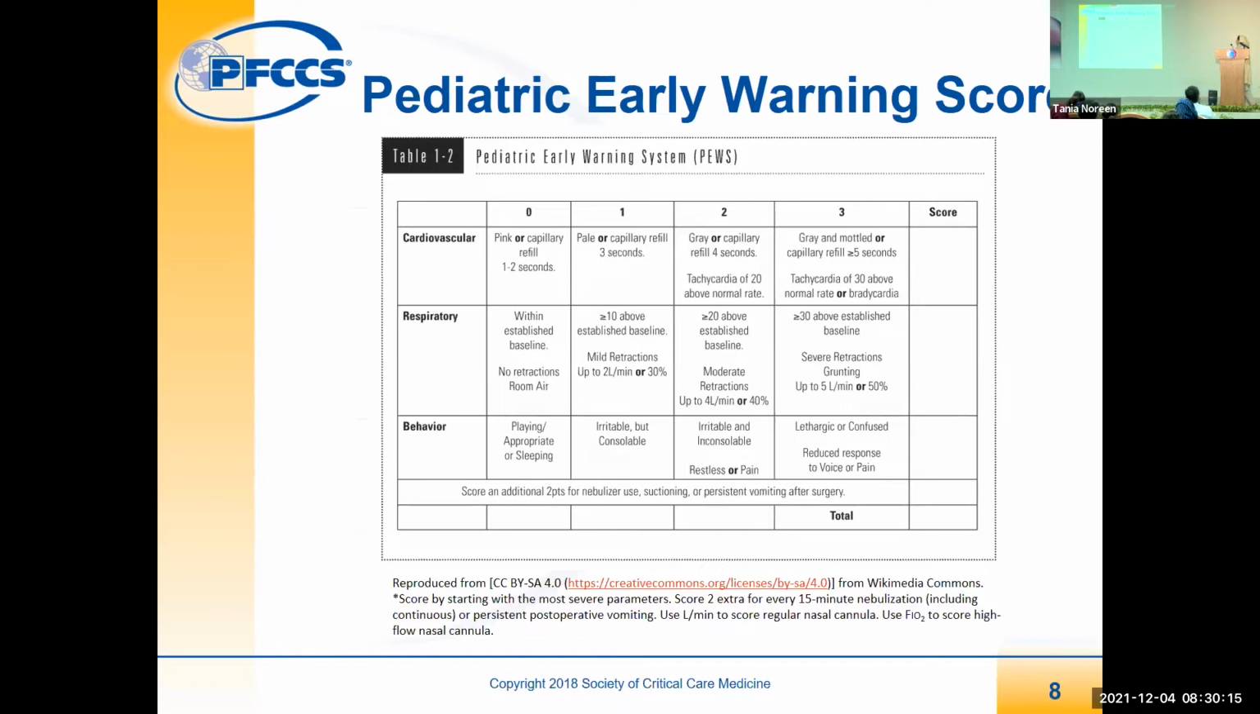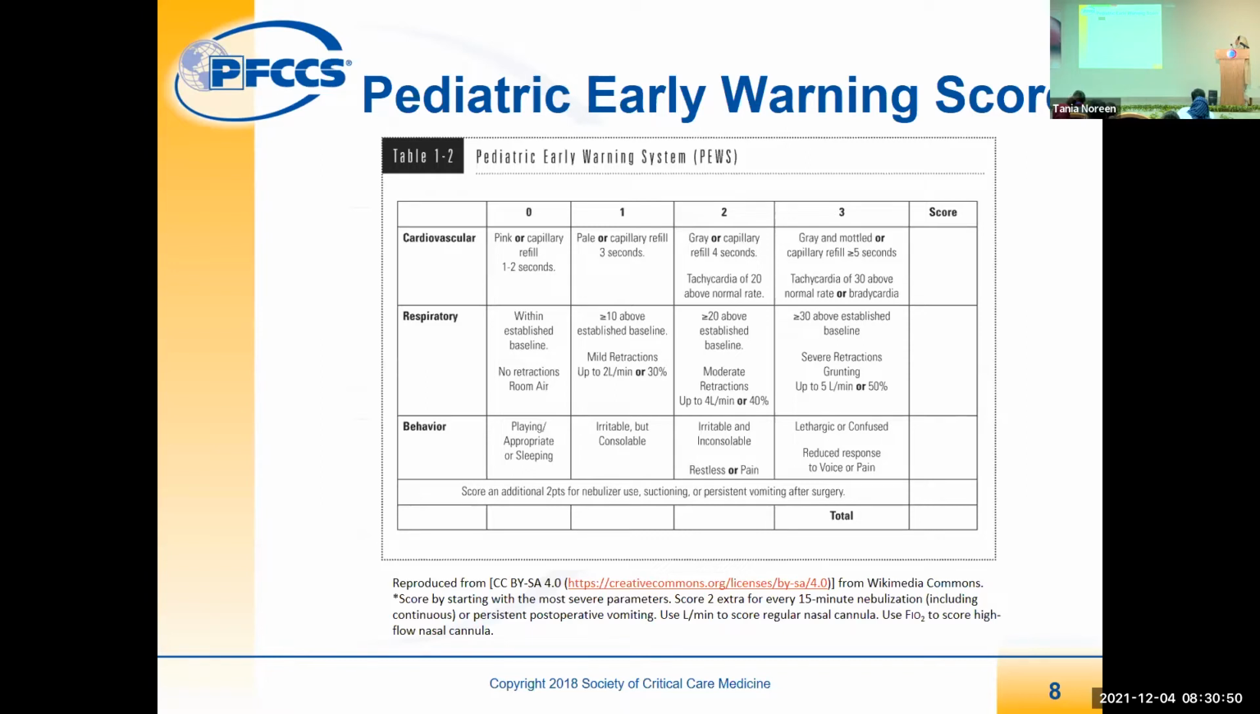Then in the third score, the patient will be gray, mottled, capillary refill time will be more than 5 seconds. He could be tachycardic, and now the tachycardia is more than 30 above the baseline, or at the other extreme, patient could be bradycardic. Then in the respiration, you will check if the patient is within the established baseline and there are no retractions, no signs of work of breathing, and the patient is pink and on room air, so score is 0. If the respiratory rate is more than 10 above the baseline, there are mild retractions, or the oxygen requirement is up to 2 liters per minute, or 30% FiO2 requirement, then the score is 1.